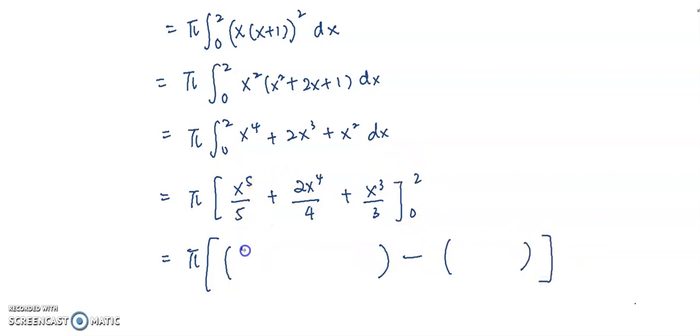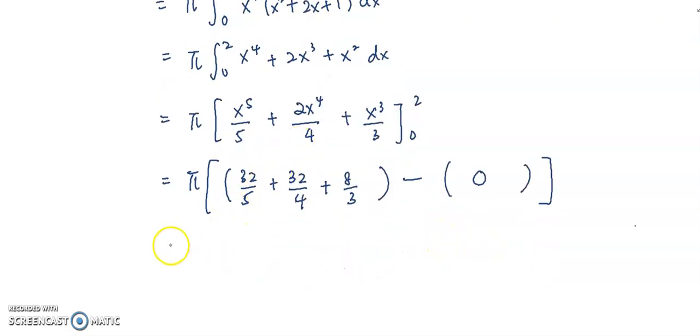Substitute 2 inside, you get 32 over 5, plus 16 multiplied by 2 will be 32 over 4, plus 8 over 3. And when you put in 0, you will get 0 for the first term, second term, and third term. So basically you get 0 in this bracket. And now, with the aid of a calculator, you can calculate this. Then you have 17 1 over 15 pi unit cube.